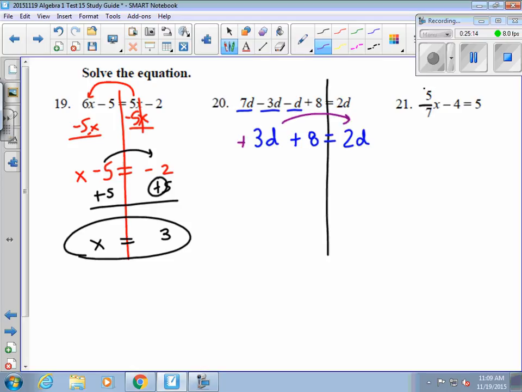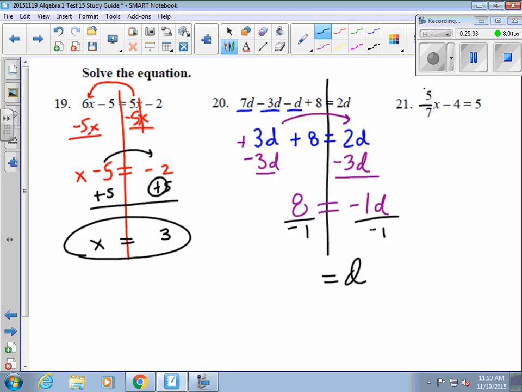It's positive 3d, so you subtract it. If you subtract it on the left, do the same on the right. 2d take away 3d is going to be negative 1d. So negative 1d is equal to positive 8. Not quite what d is equal to at the end. That's what we're trying to get. Undo negative 1 times that by dividing by negative 1. If you do it to the right, do it to the left. Opposite signs, positive 8 divided by negative 1 is going to be a negative 8. D is negative 8.